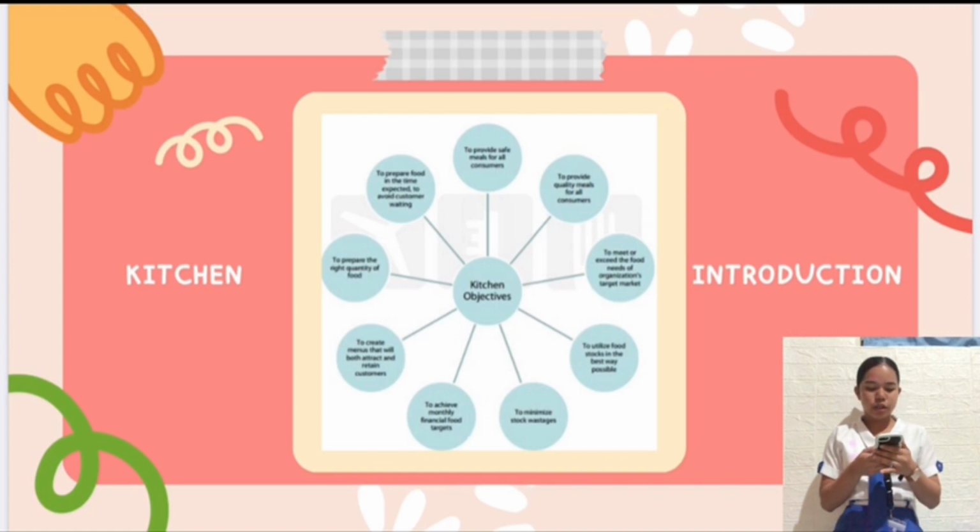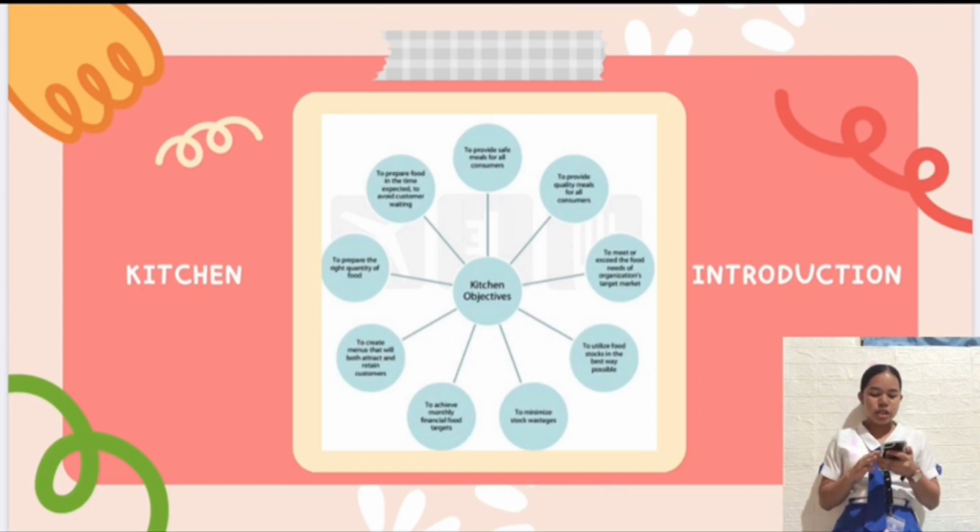The seventh one is to create menus that will both attract and retain customers. So we should create menus that are not only for show, but so that customers stay, the food that we serve to our customers should also be of quality.